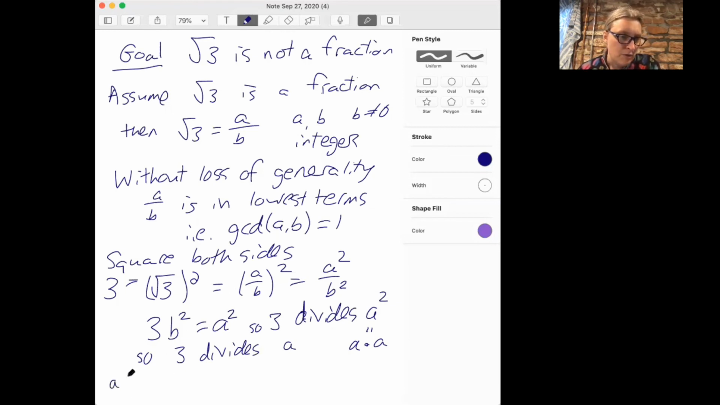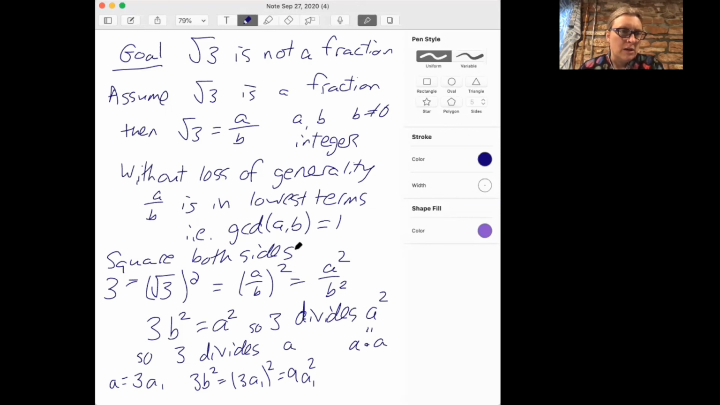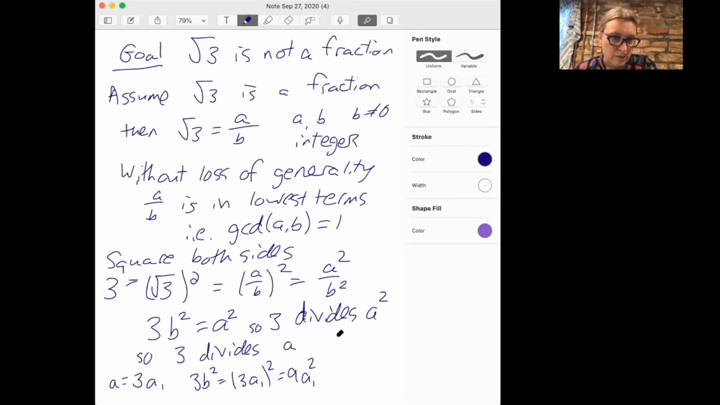Once 3 divides a, we can write a as being 3 times some other integer, like a1, and then we can substitute that into the equation. That gives us that 3b squared is 9a1 squared. So I want to keep this all on one slide. Oh, this is not a good idea to keep this on one slide. Running out of space. Okay, so what we can do is cancel the 3 from both sides, and we're left with b squared is 3a1 squared.